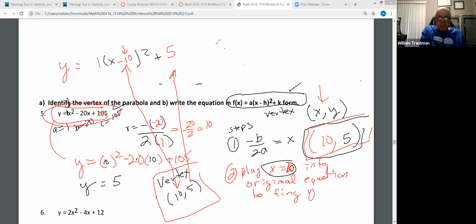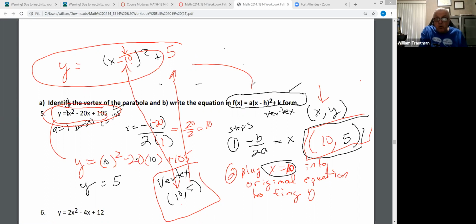So you can erase the 1. 1 times that is the same. So this is the vertex form. Changing it to this form, do you see how it looks like that now? The A, there's just an invisible 1 right here. That's an invisible 1. Everybody okay with that? If we use this negative b over 2a and then we plug the answer back into the original equation to find y, we have the vertex, and then we can plug it straight into this equation.